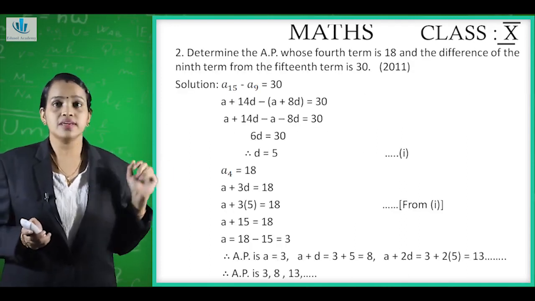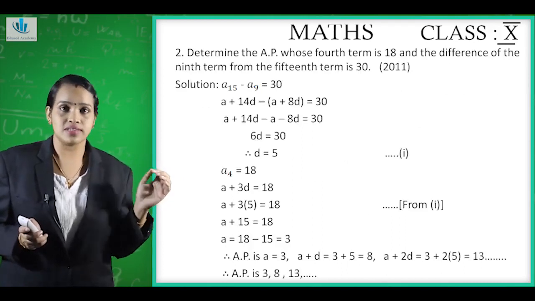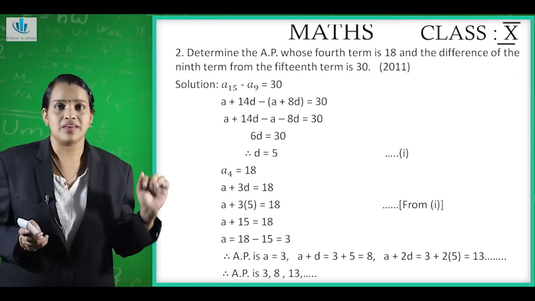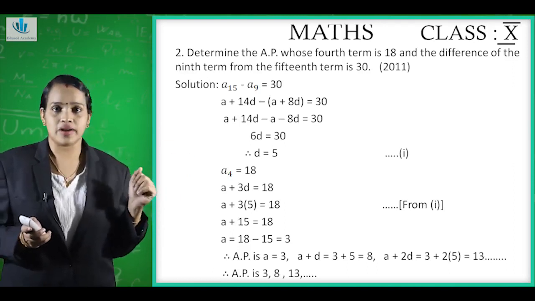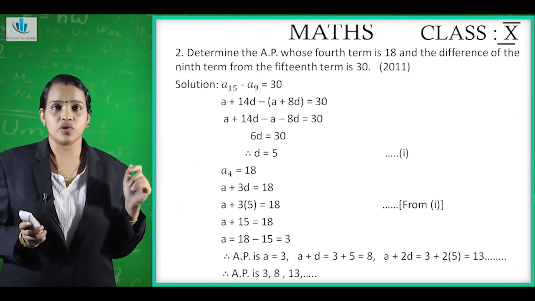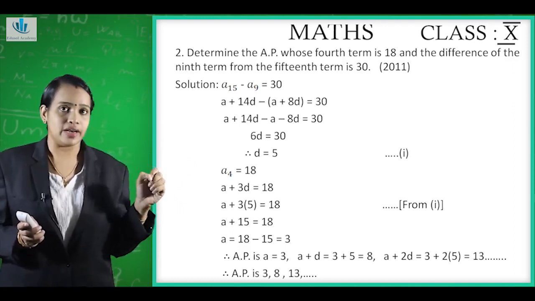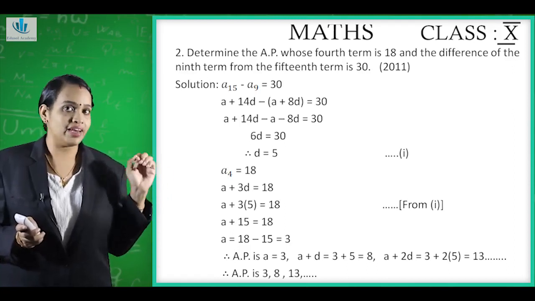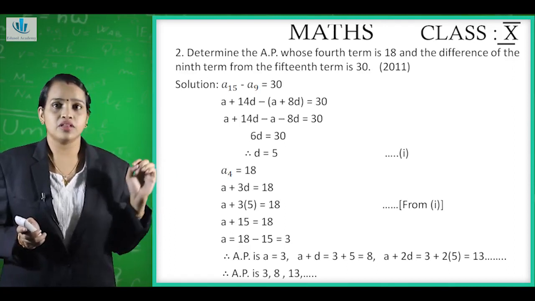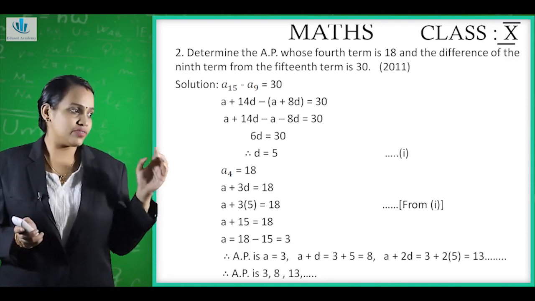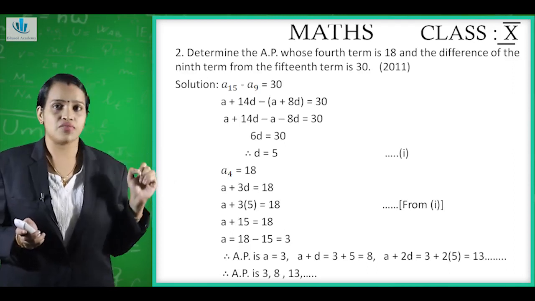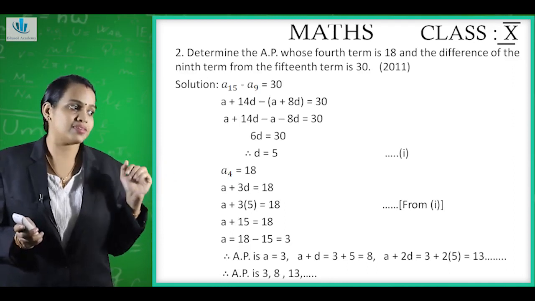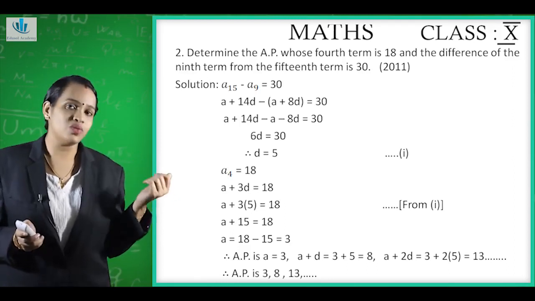Now the second question is, determine the AP whose 4th term is 18 and the difference of the 9th term from the 15th term is 30. This question has appeared in the year 2011. In the question it is said, a15 minus a9 is equal to 30. We put the formula: a15 is a plus 14d, minus, similarly for a9 it becomes a plus 8d, which is equal to 30.